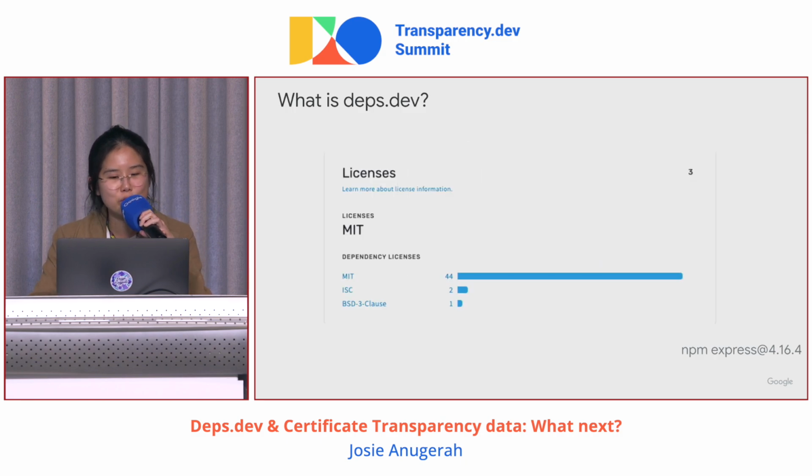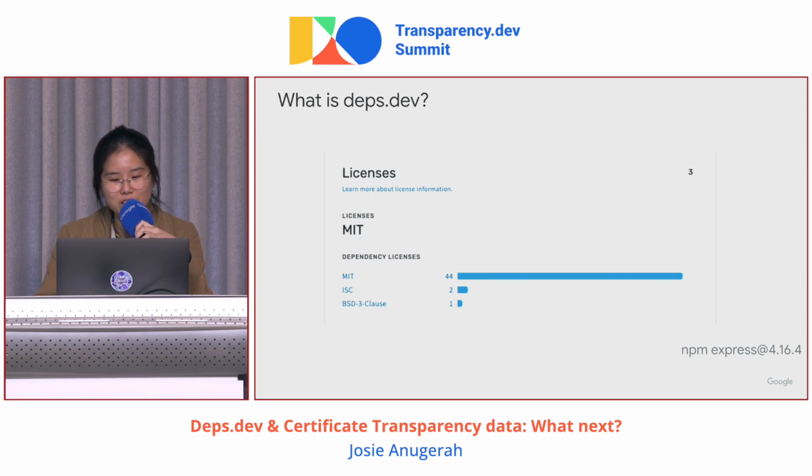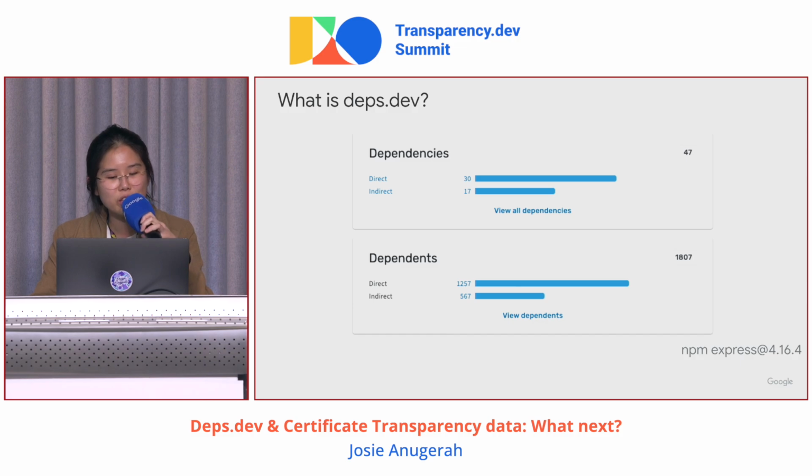We show the license of each package. In this case, we have the license of Express 4.16.4, which is the MIT license. And we also show dependency license. So for the dependencies of Express 4.16.4, most of them also have the MIT license, but a couple of them have the ISC or BSD license. So if you're using this package, you might want to check that those two licenses are also compatible with your project's policy. We show the number of dependencies and dependents of this package as well. We break that down by direct and indirect ones.